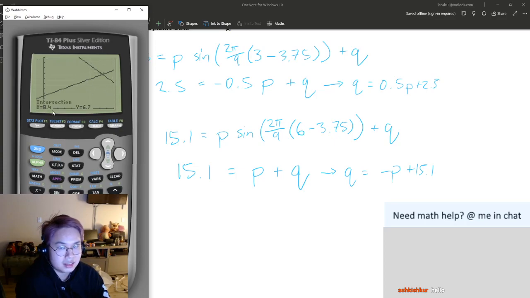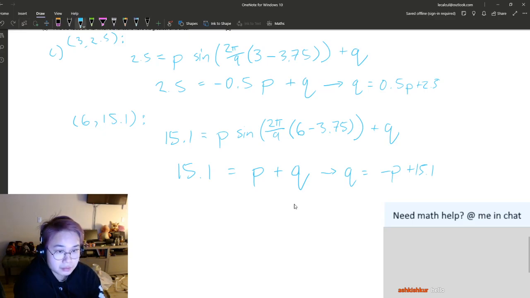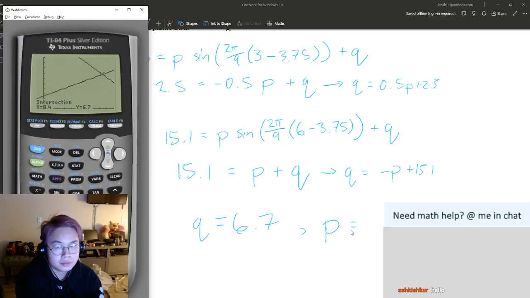So there's the intersection, 8.4, 6.7. And then you do remember which variable you assigned for y and p. Q was the y value. Q is 6.7. P was the x value. 8.4.